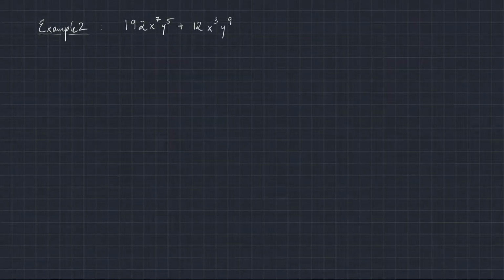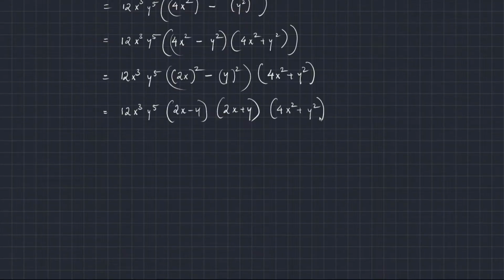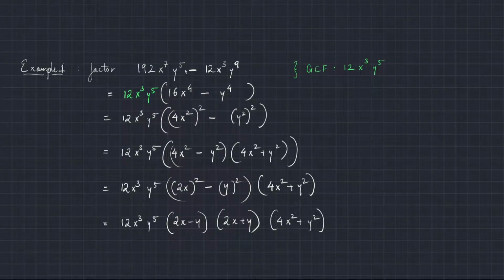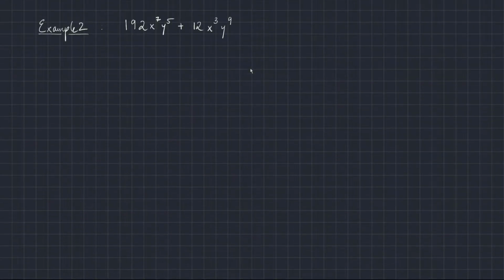Consider the second example. The second example looks very similar to the first one. Notice that the first one was 192x to the 7 y to the 5 minus 12x cubed y to the 9. And now this one is 192x to the 7 y to the 5 plus 12x cubed y to the 9. The first step is always to find the GCF. And if you remember from the previous example, the greatest common factor was 12x cubed y to the 5. And when you factor this out, we have 16x to the 4 plus y to the 4.